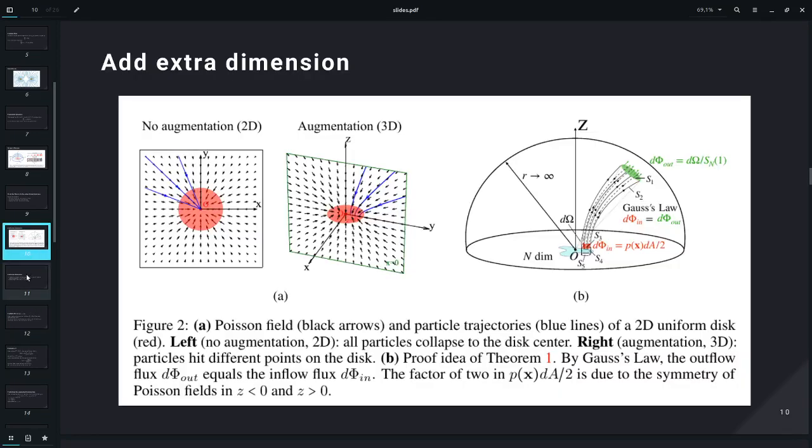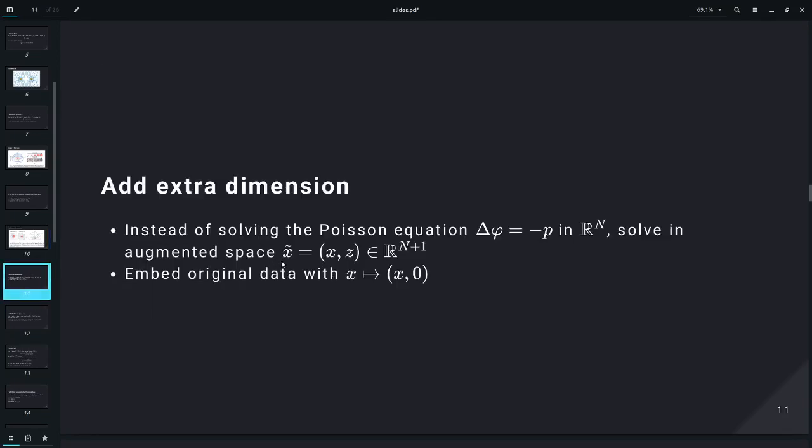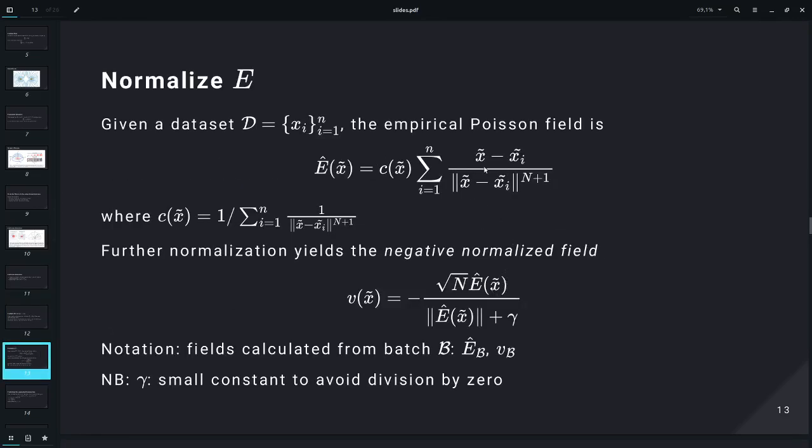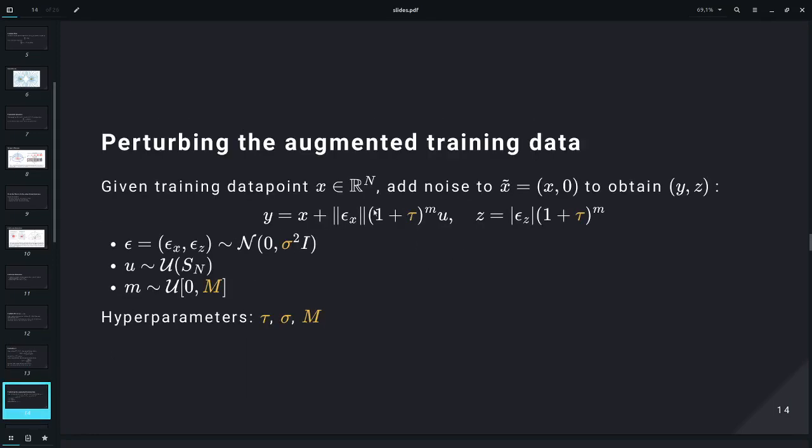Yeah, so x tilde is just x, your original data point, plus some z, and by default it's just x0. And yeah, so tilde just means it's the augmented data, and later on, when you add noise, you get some y, z, which is your x plus the noise and the z plus the noise. Or z here is just the noise. So, yeah. Thank you.